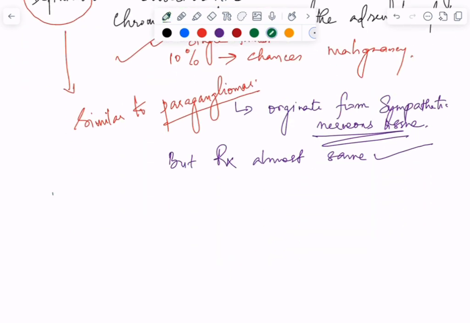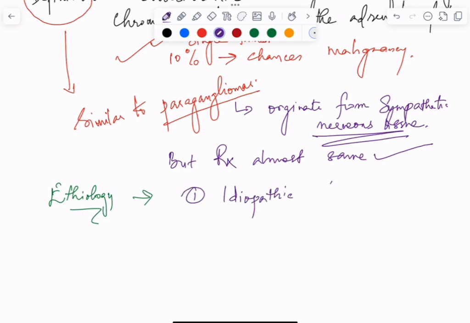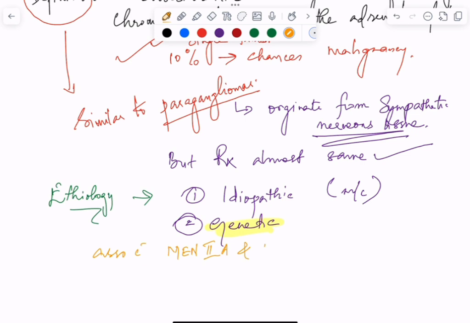Then we can move to etiology. The most common etiology is idiopathic. We don't know the reason. And in few cases only, it's rarely genetic, associated with some genetic disorders. It's very rare, and it is associated with MEN2A, MEN2B, and von Hippel-Lindau. What is MEN2A and MEN2B?